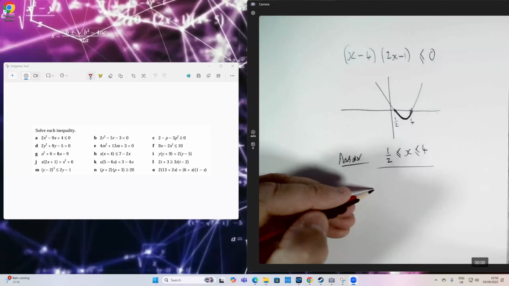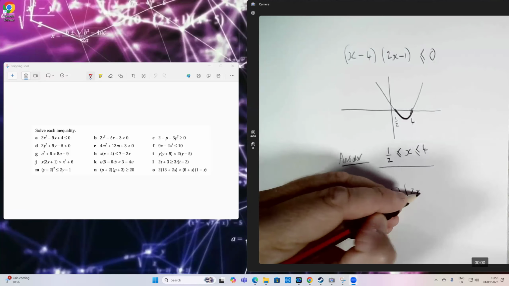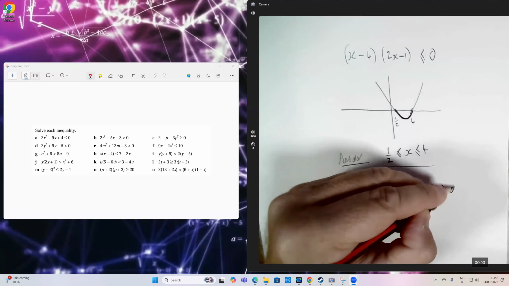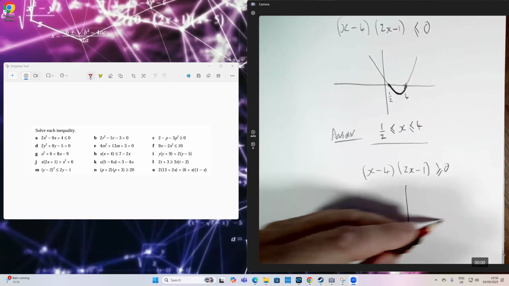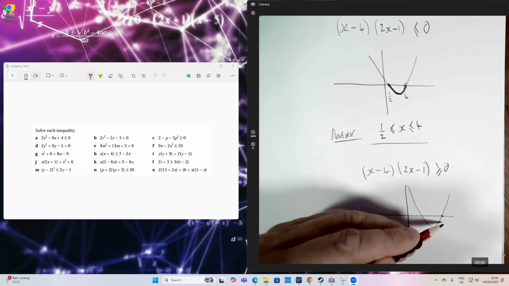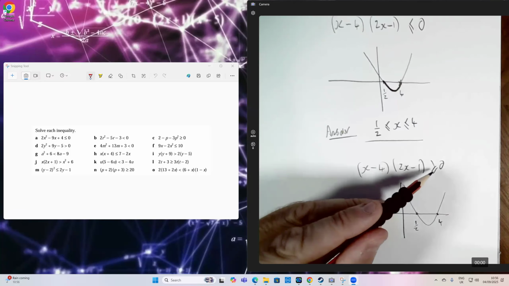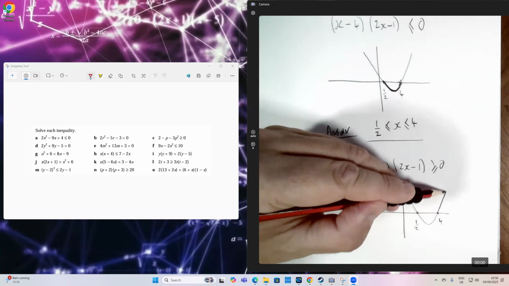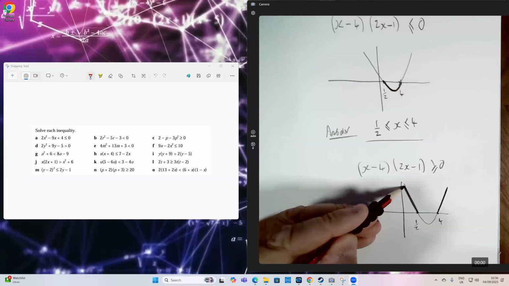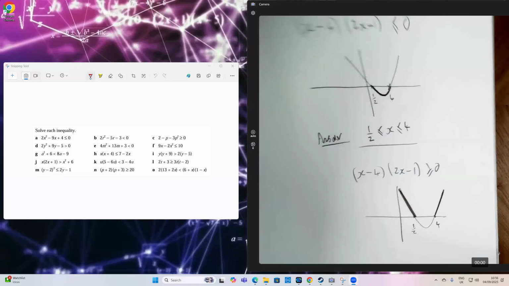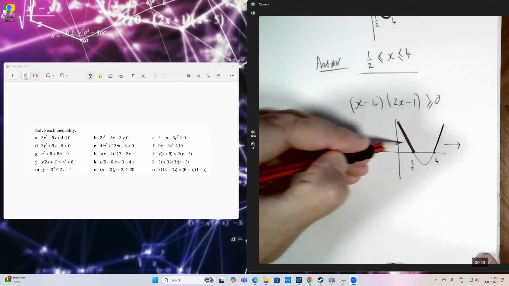Now, if the question had said this instead, if it had been solving the whole thing but greater than or equal to 0, instead of less than or equal to 0, what we would have done is the same thing. We would sketch our quadratic and label our solutions as 4 and a half. But this time, because we're looking for greater than or equal to 0, we'd look at the graph and say, where is the graph above the x-axis? Or where are the y values greater than 0? And you can see it's these two regions I've indicated here, going that way and going that way.